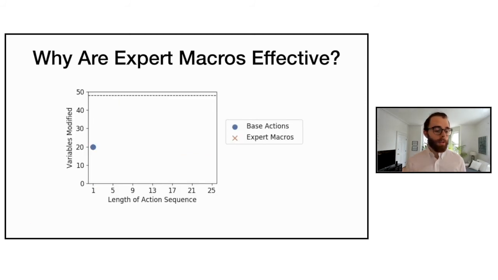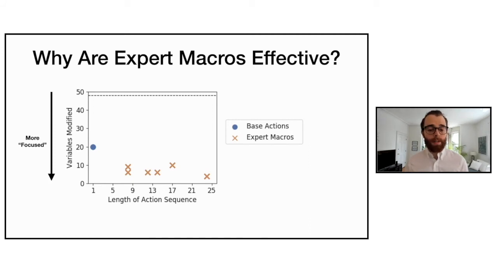What we're doing here is plotting the number of state variables modified versus the length of the action sequence. So far, I've only plotted the base actions, which obviously only take one step. They also modify 20 of the stickers. If you plot the expert macros on the same plot, you see that they modify many fewer state variables. Now, the hypothesis here is that maybe the fact that they're more focused in some sense is leading to this planning efficiency gain.